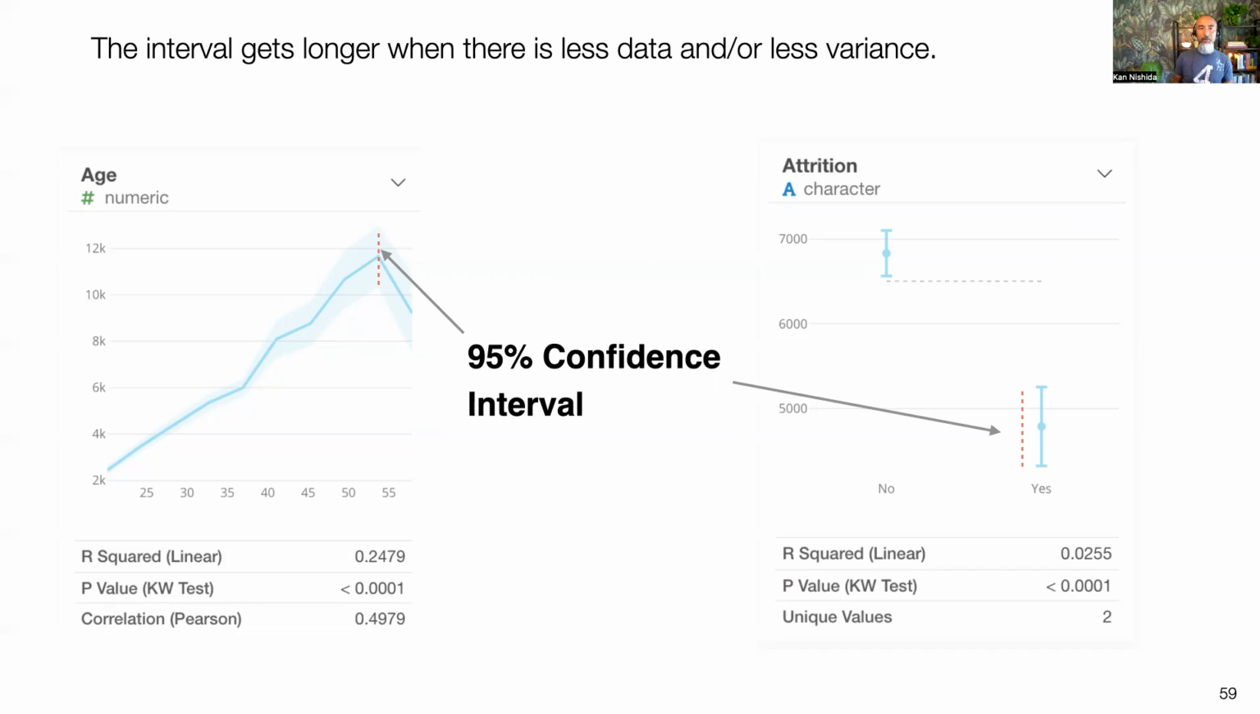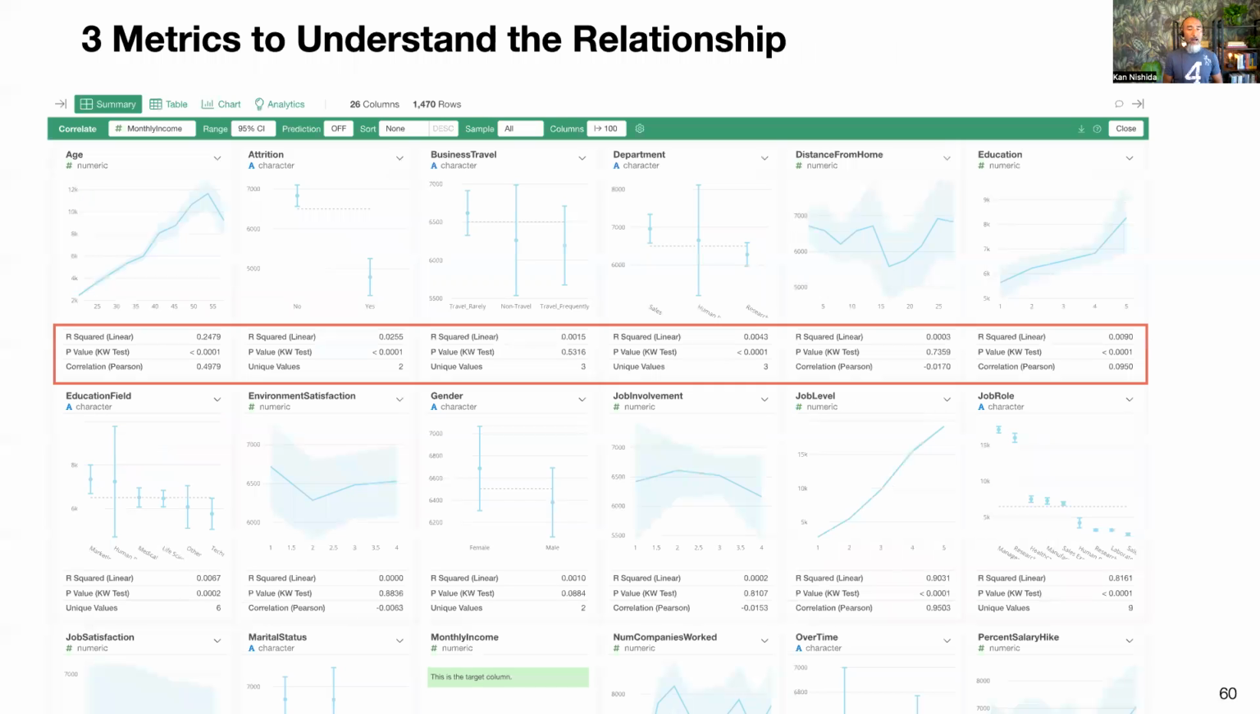So that's actually one important characteristic. Whenever you see a longer confidence interval, that means, for example, age-wise, it looks like there are not many people older than 40 or 45 in this data. However, there is probably a lot of data between the ages of 20 and 35 or so.